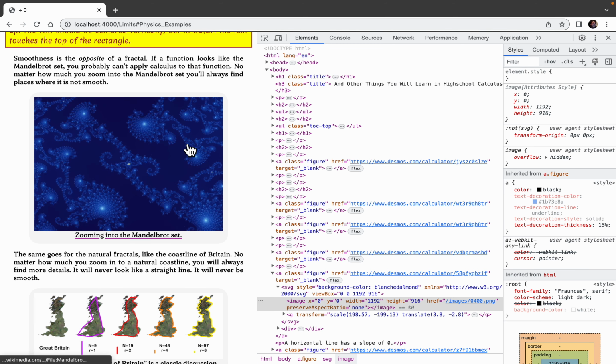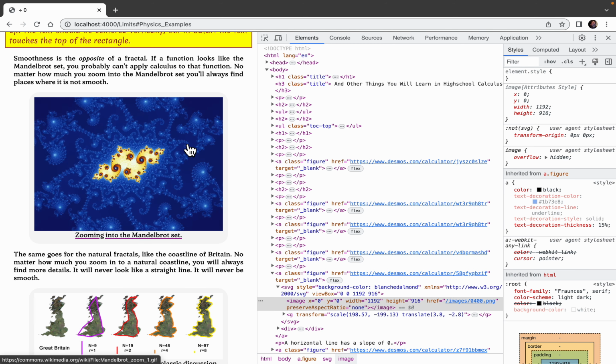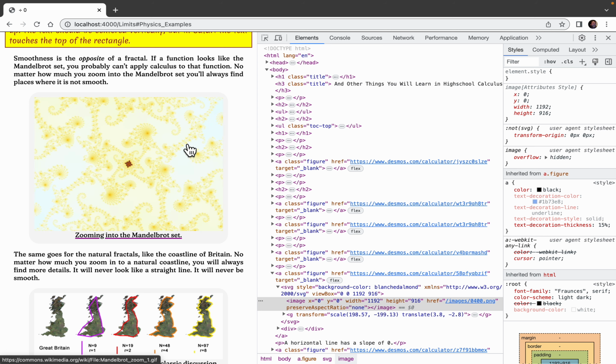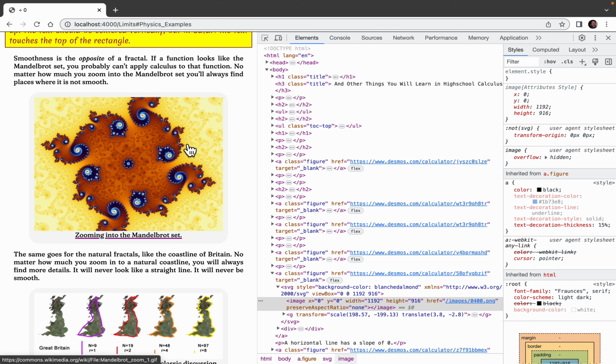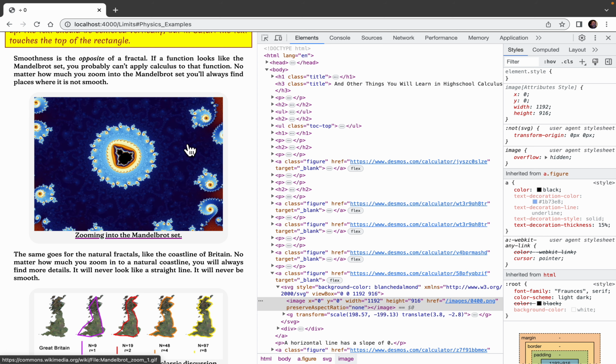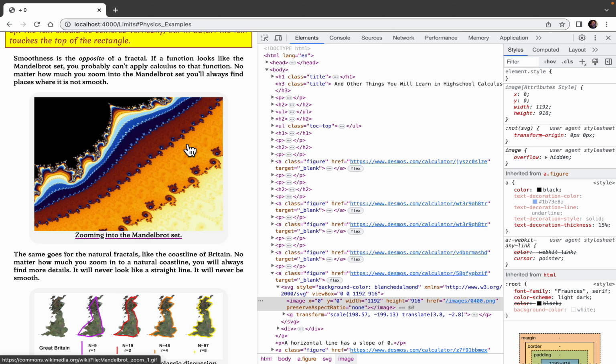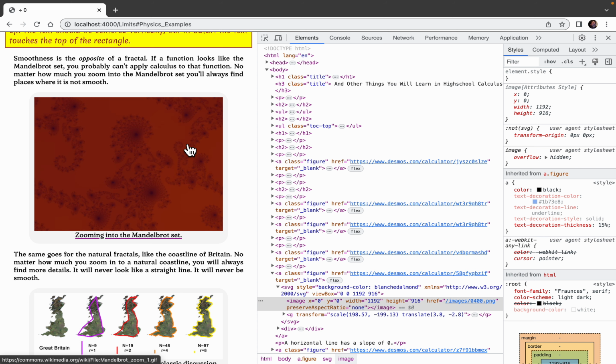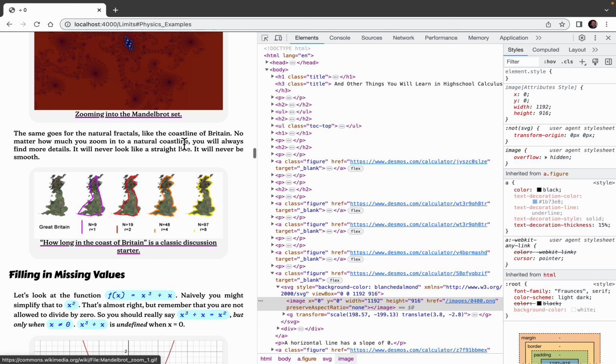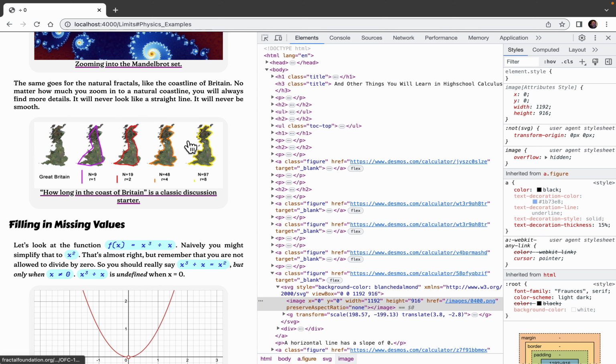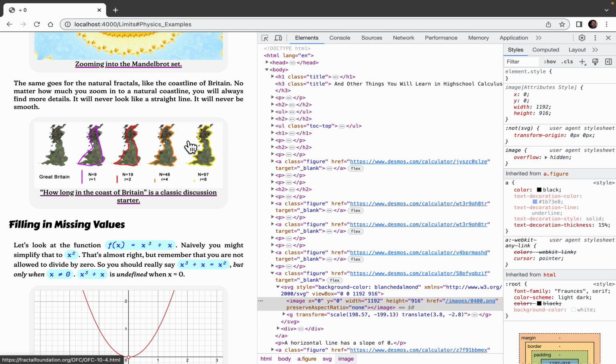Read that again. Smoothness is the opposite of a fractal. If a function looks like the Mandelbrot set, you probably can't apply calculus to that function. No matter how much you zoom into the Mandelbrot set, you'll always find places where it is not smooth. The same goes for natural fractals, like the coastline of Britain. No matter how much you zoom into a natural coastline, you will always find more details. It will never look like a straight line. It will never be smooth.